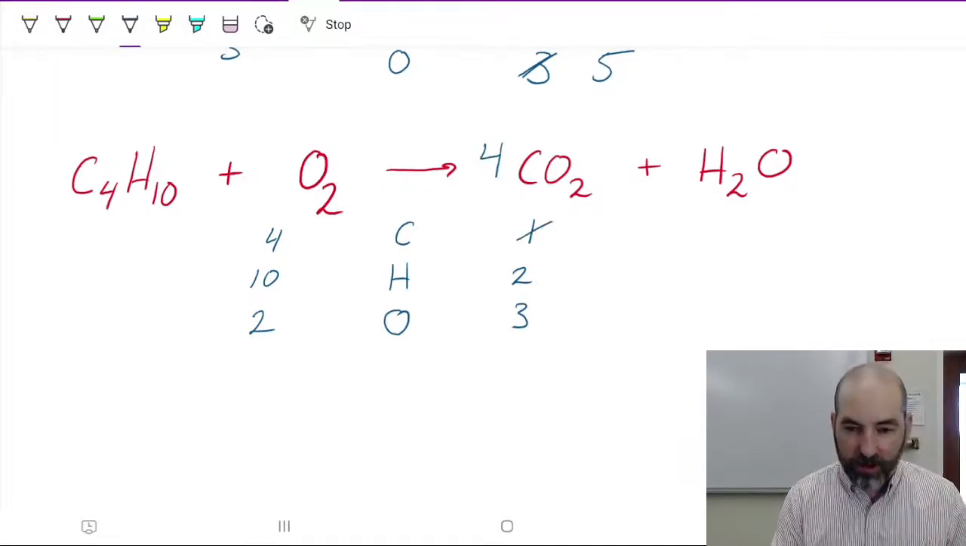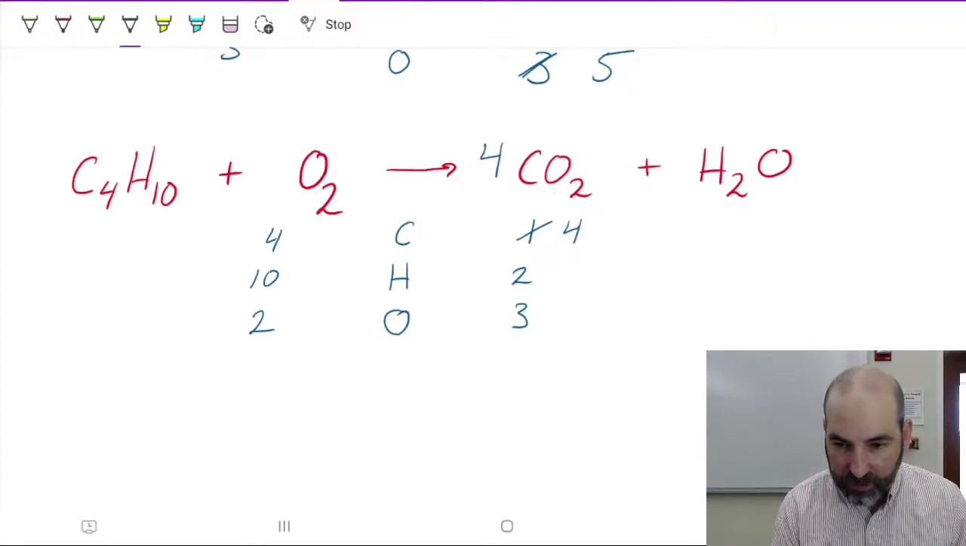And then we're going to update our numbers here. So this means we now have 4 carbons, and we've changed the number of oxygens. So 4 times 2 is 8, plus 1 is 9. So instead of 3 oxygens, we now have 9 oxygens.